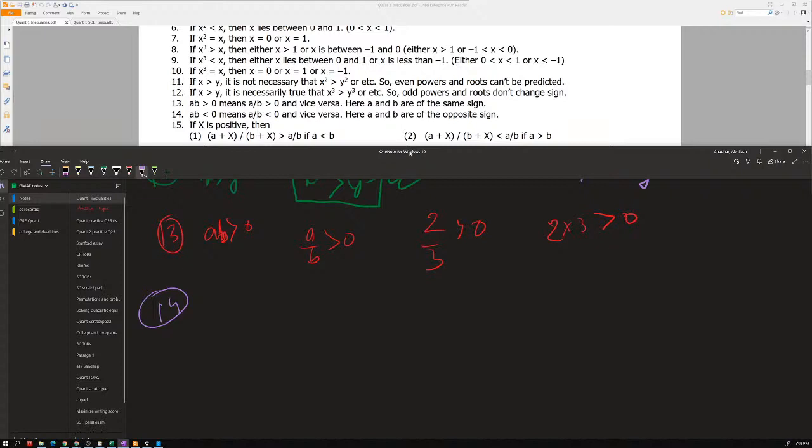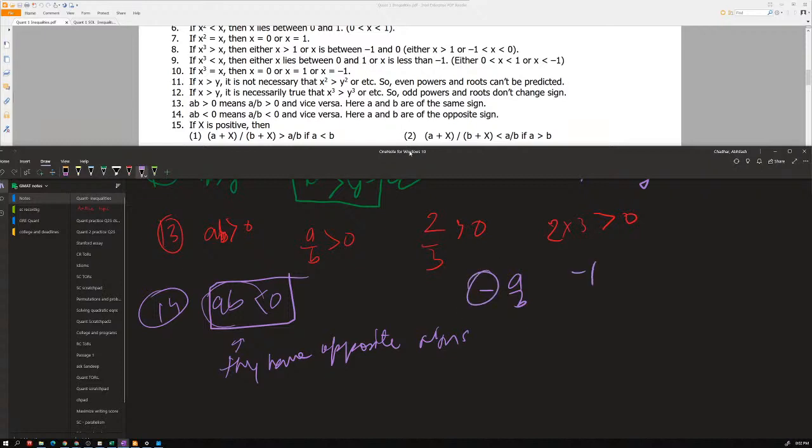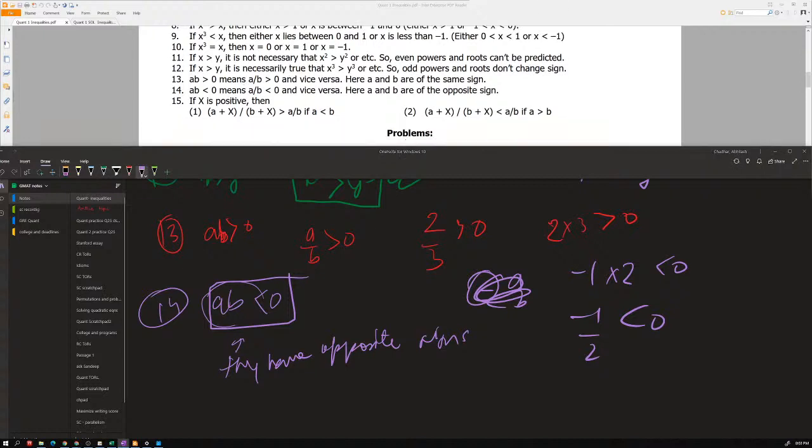So if AB is less than 0, that would mean, whenever there's a less than 0 sign and two are multiplying, they have opposite signs. So this is the thing. This is just saying that they have opposite signs. Okay, this is like telling that one of them is negative. So if either A is negative or B is negative, then A by B also will be negative, right? If it is like minus 1 into 2 is less than 0, then minus 1 by 2 also will be less than zero. Okay, that was easy.